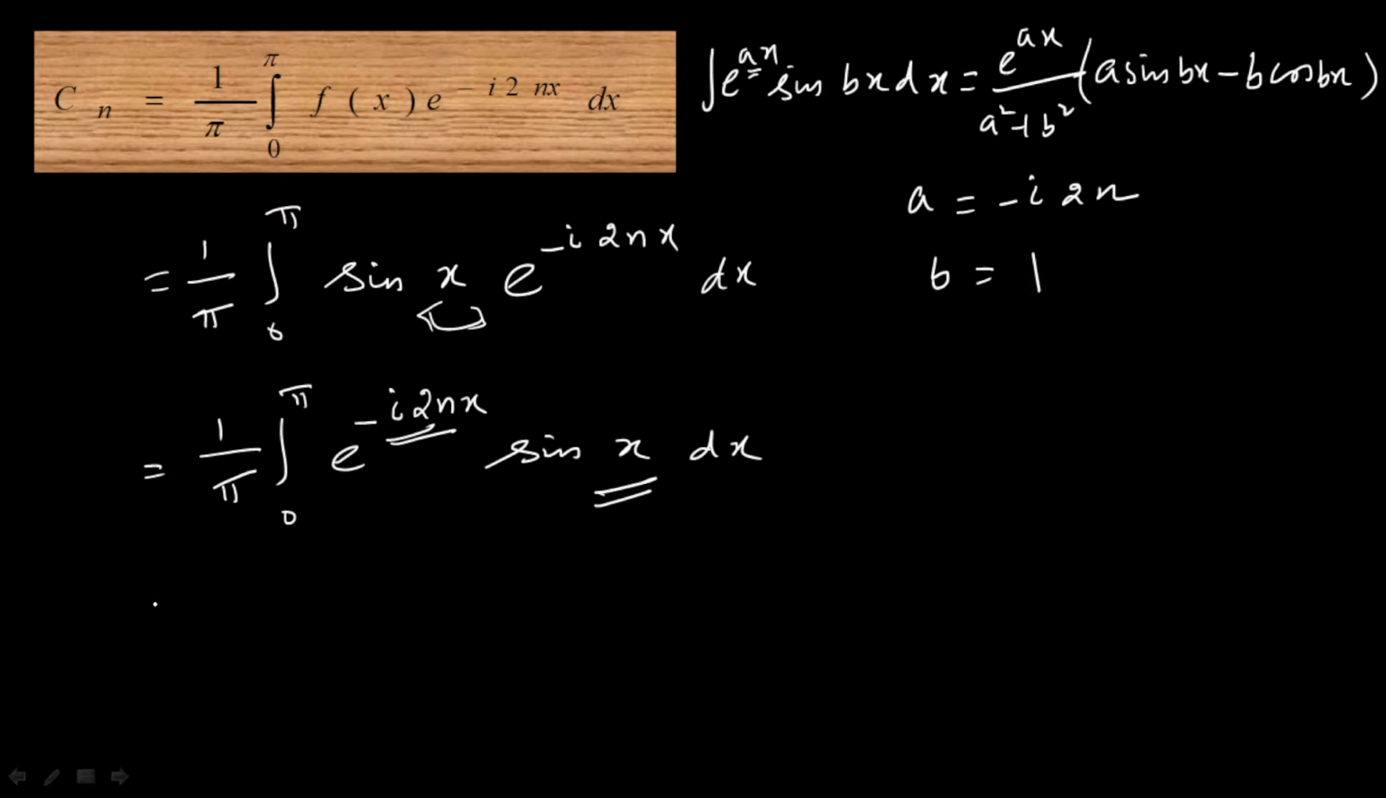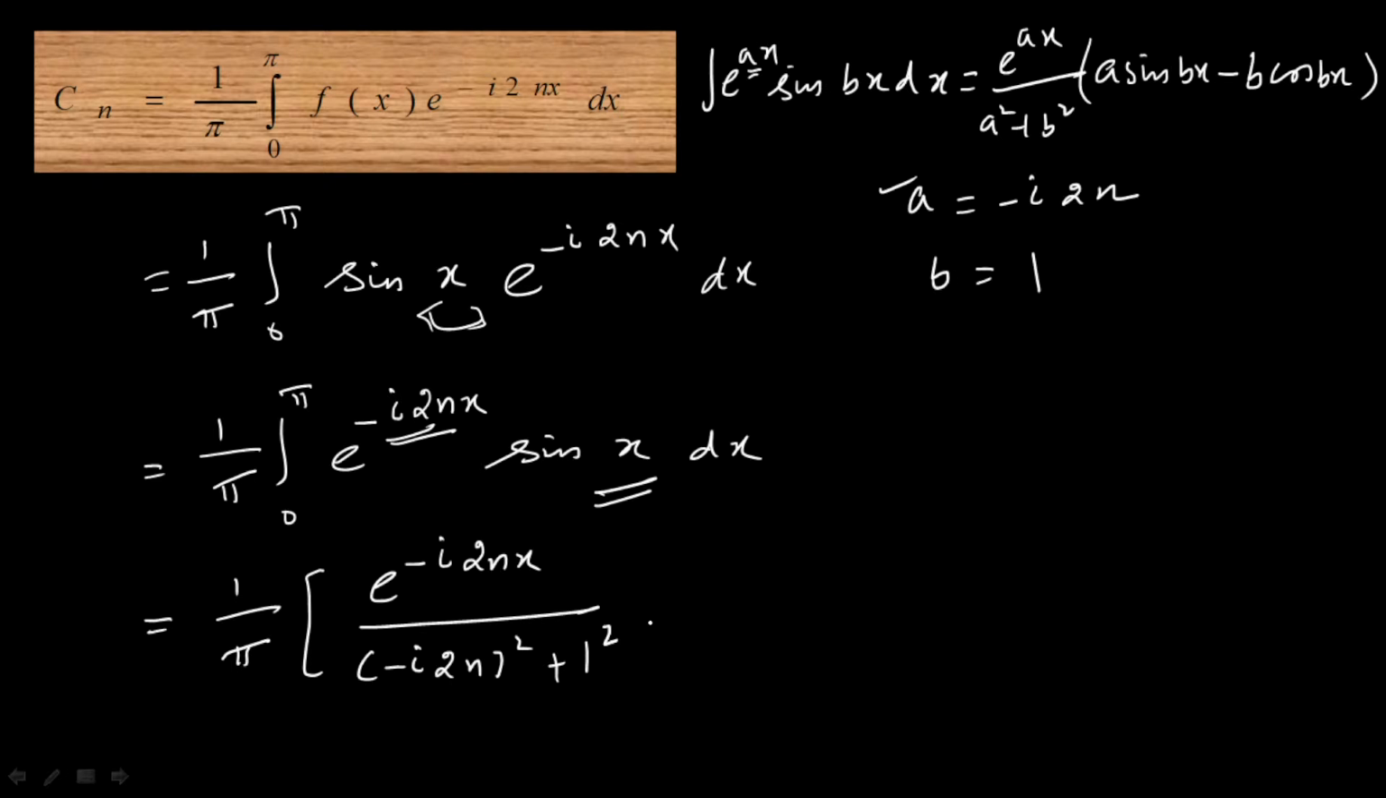Okay. So substituting the formula, by taking a equal to minus i 2n and b equal to 1, here you get 1 upon pi of e power minus i 2n x over a square, that is minus i 2n the whole square, plus b square, 1 square, times a sin bx, where a is minus i 2n. B is 1, so you just write sin x, minus b cos bx. B is 1, so it is x itself, with the limit from 0 to pi.